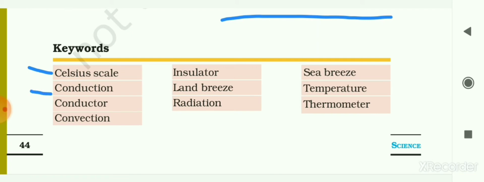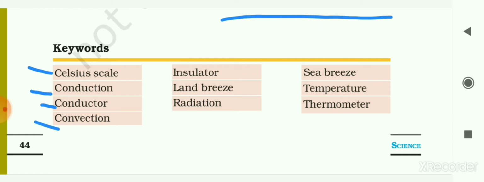Next is conduction. Conduction is the transfer of thermal energy, or heat, through direct contact. Next is conductor. The substances through which conduction of heat takes place easily are called good conductors of heat. We have already seen examples of conductors.